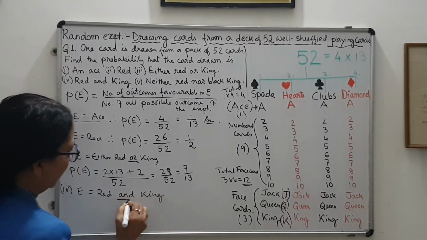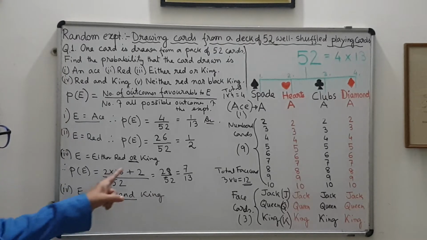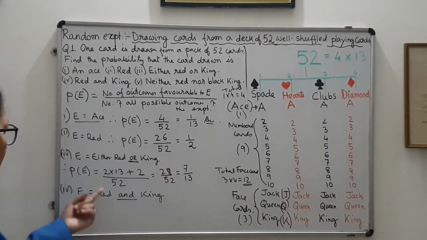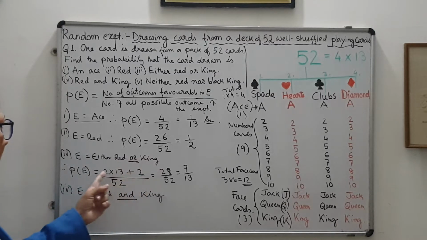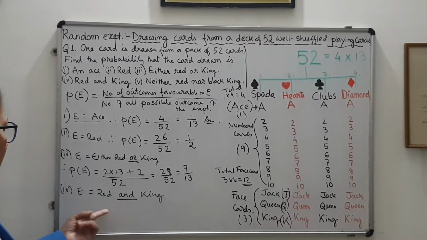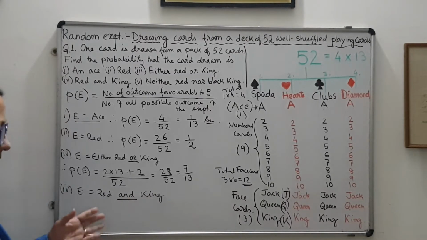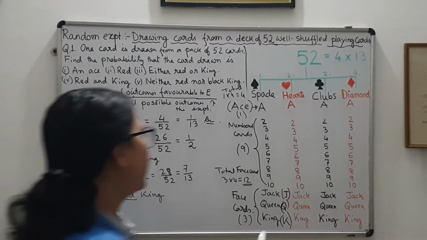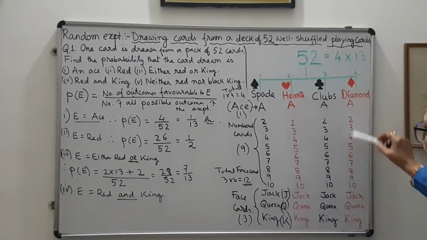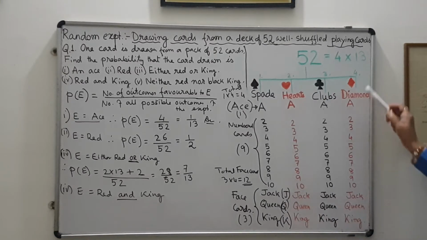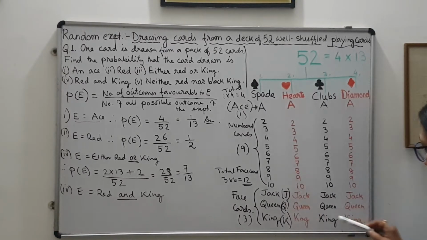Now you see here it is "and." In "or" I consider both, either this or this. So I have to consider in this way. But when it is "and," that means it has to be both red as well as king. It cannot be like this. I cannot take these red cards because it has to be king. So only red kings can be taken. So this red king, king of hearts, and this king of diamond, only these two are our favorable outcomes.